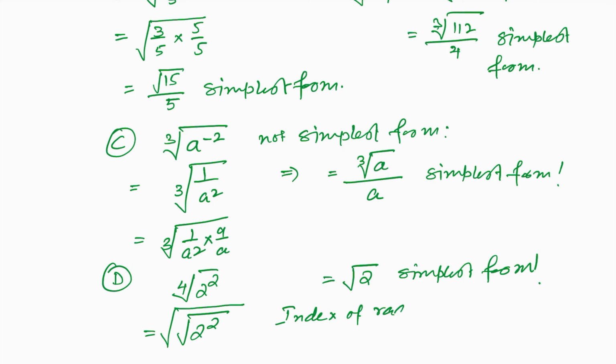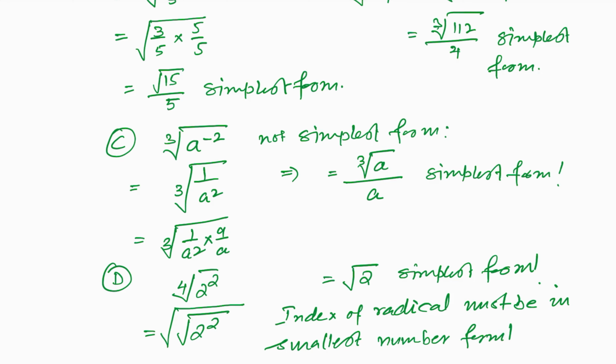So the example is just proving that the index of the radical must be in the smallest number form.